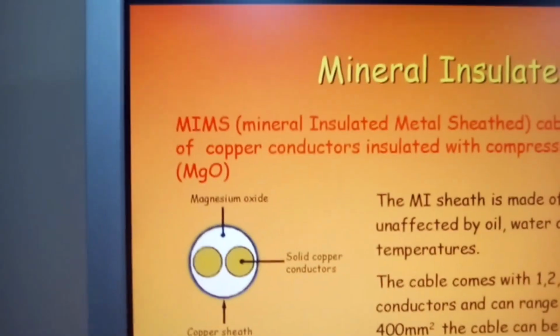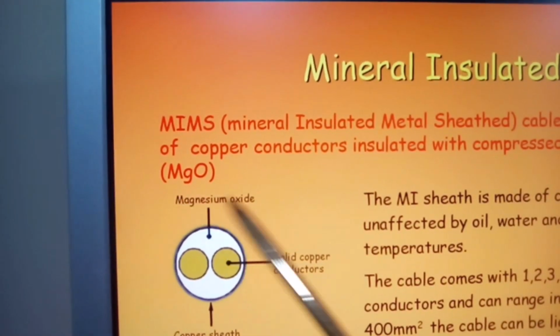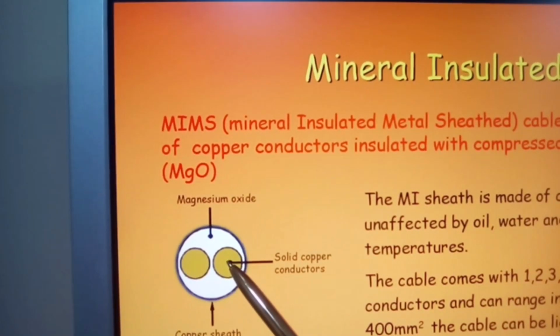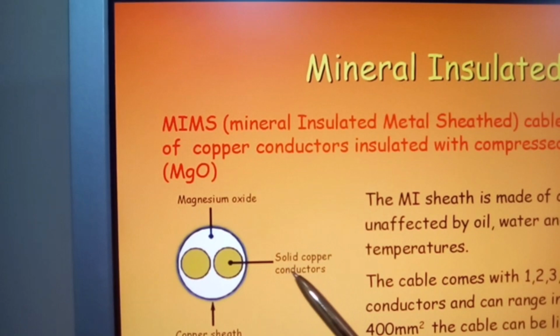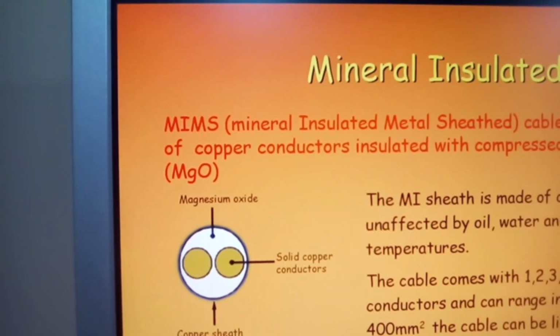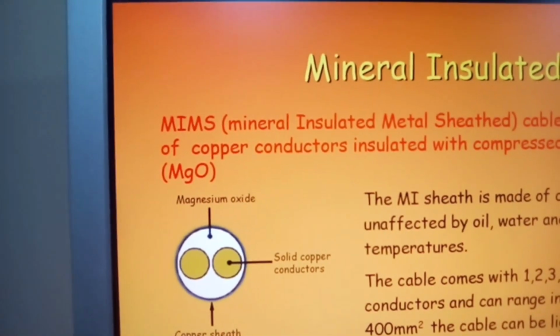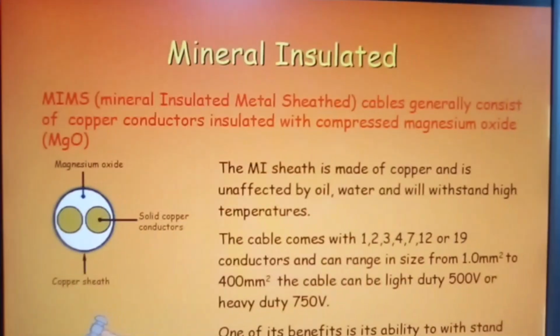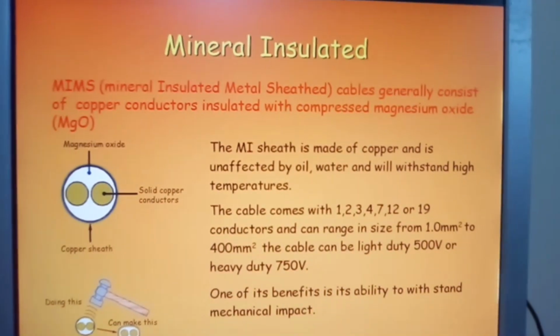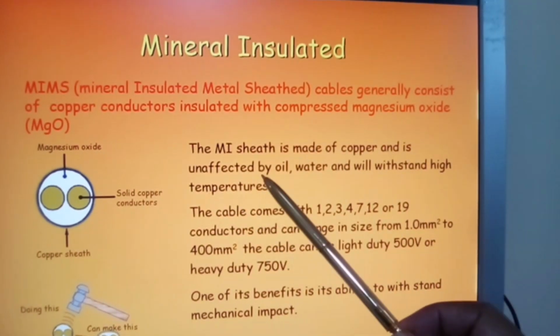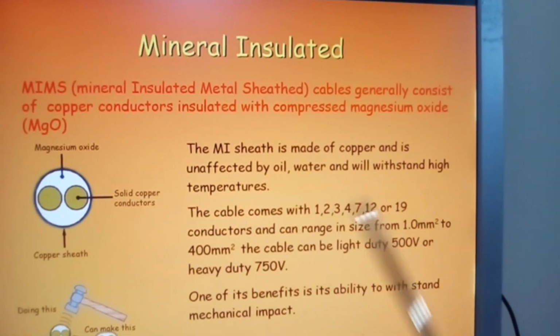Now, here is what we're looking at. Magnesium oxide forms the insulation. That's your copper conductor. Solid copper conductors. Copper sheath. Now the MI sheath is made of copper and is unaffected by oil and water, and will withstand high temperatures.